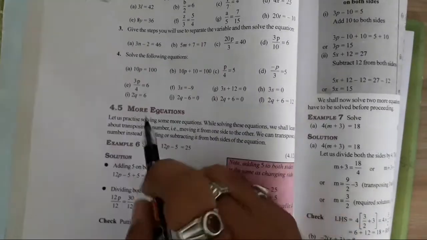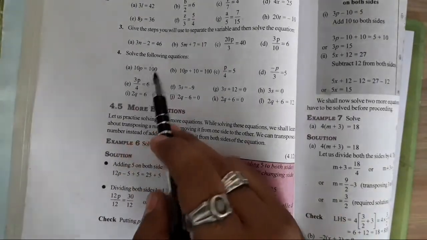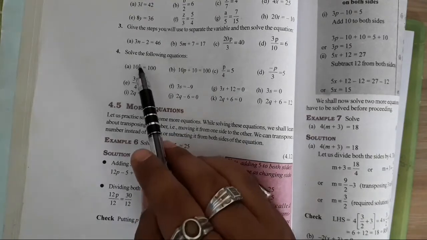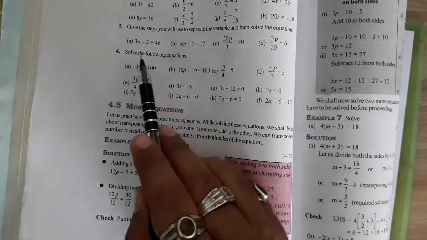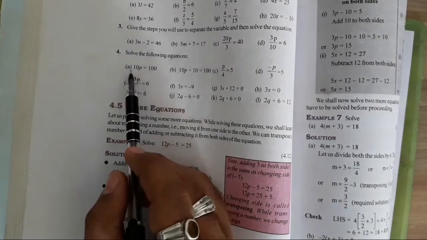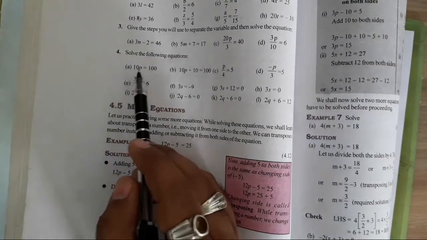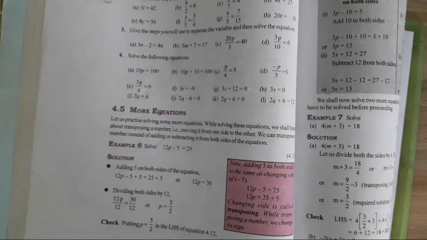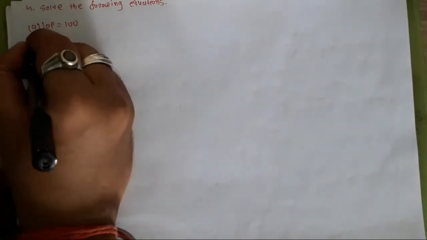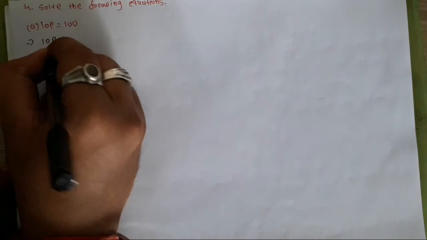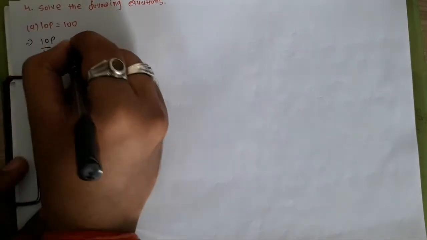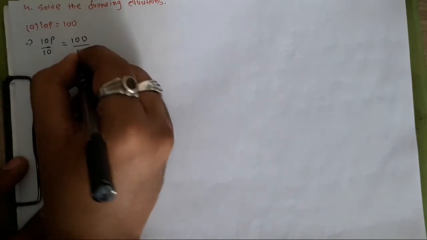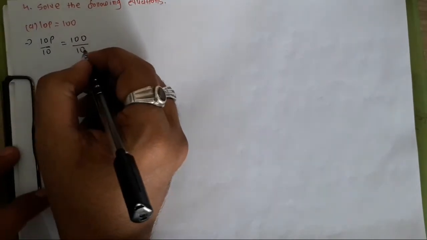So in that, the first one is 10p is equal to 100. Here I have to find the value of p. For that, first of all I have to remove this 10. So what I have to do is divide this term by 10 and also divide the other side by 10. So we will write 10p divided by 10 is equal to 100 divided by 10. Now here 10 will be cancelled, and I have to also divide the other side by 10.